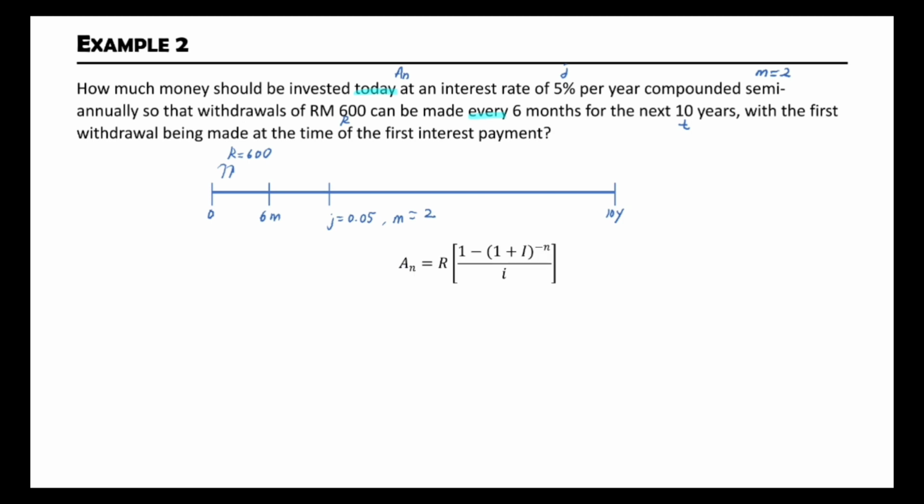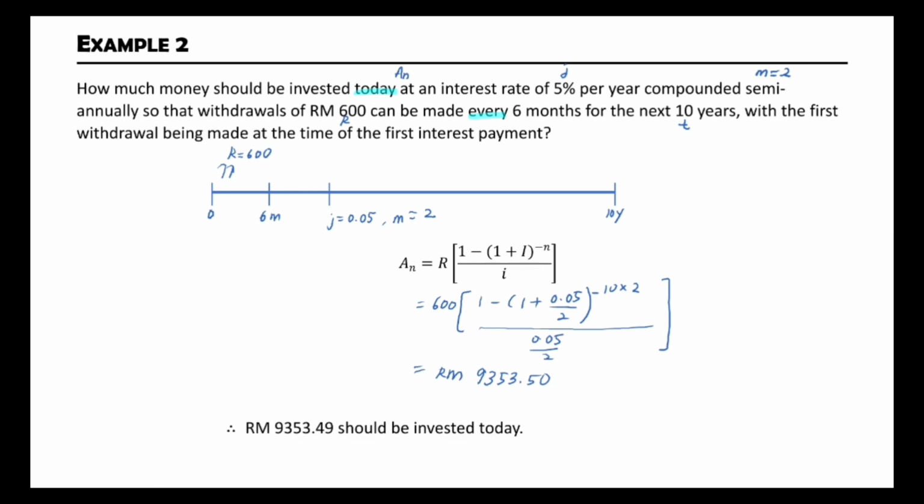So A_n is given as R times (1 minus (1 plus i) to the power of negative n) over i. A_n is what we're looking for. R is 600. 1 minus (1 plus i), where i is j over m, so 0.05 divided by 2, to the power of negative n, where n is t times m, divided by 0.05 over 2, equals RM 9,353.50. So RM 9,353 with 49 cents should be invested today.